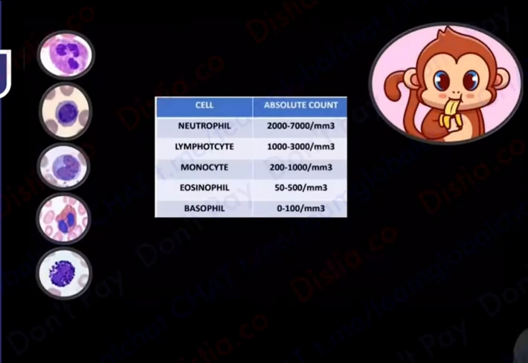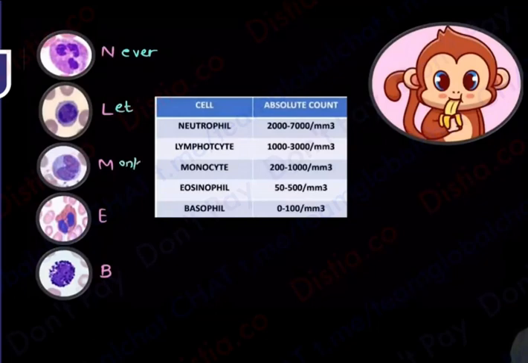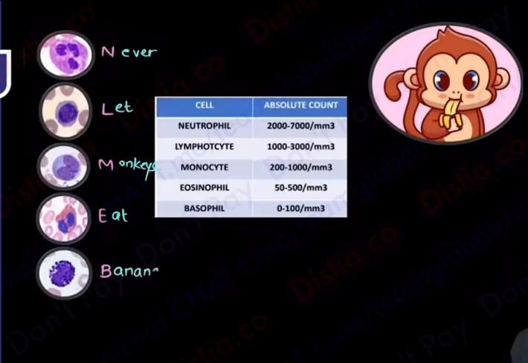Because first and foremost, I always write it as NLMEB: neutrophil, lymphocyte, monocyte, eosinophil, basophil. Why? Because we always say, never let monkeys eat bananas. And that is how and why this cute little monkey and a banana is shown over here. So never let monkeys eat bananas tells you the sequence.